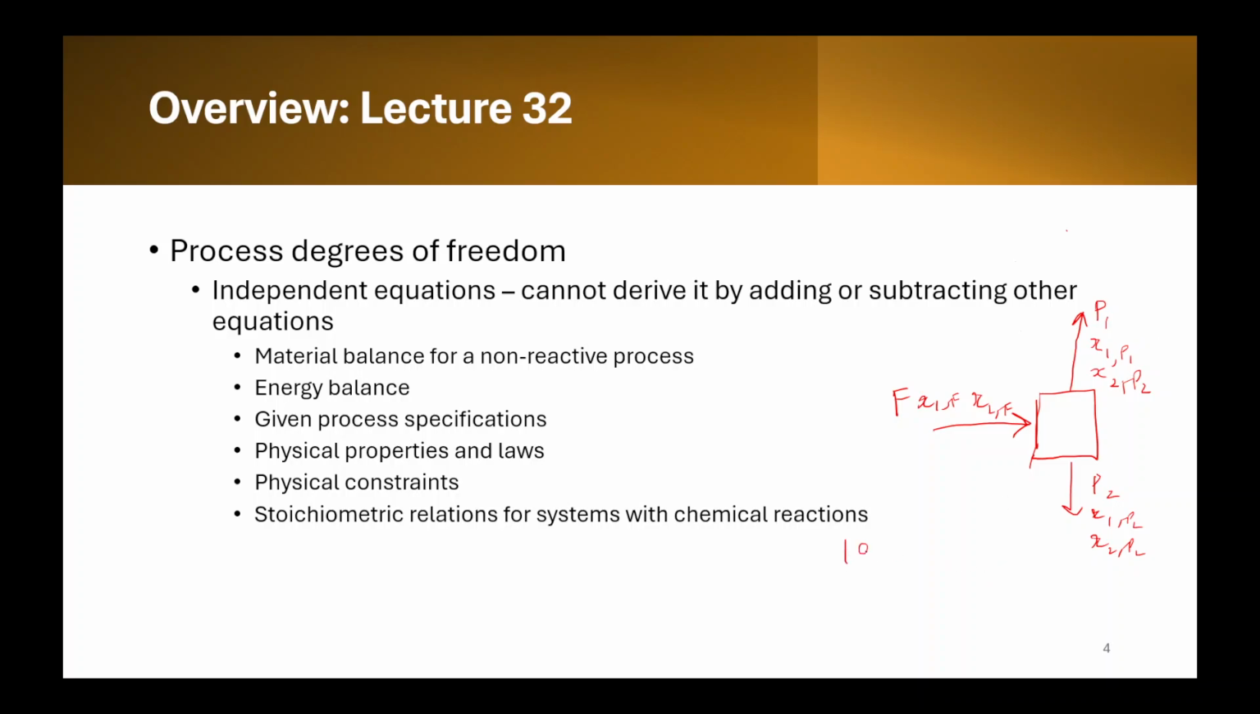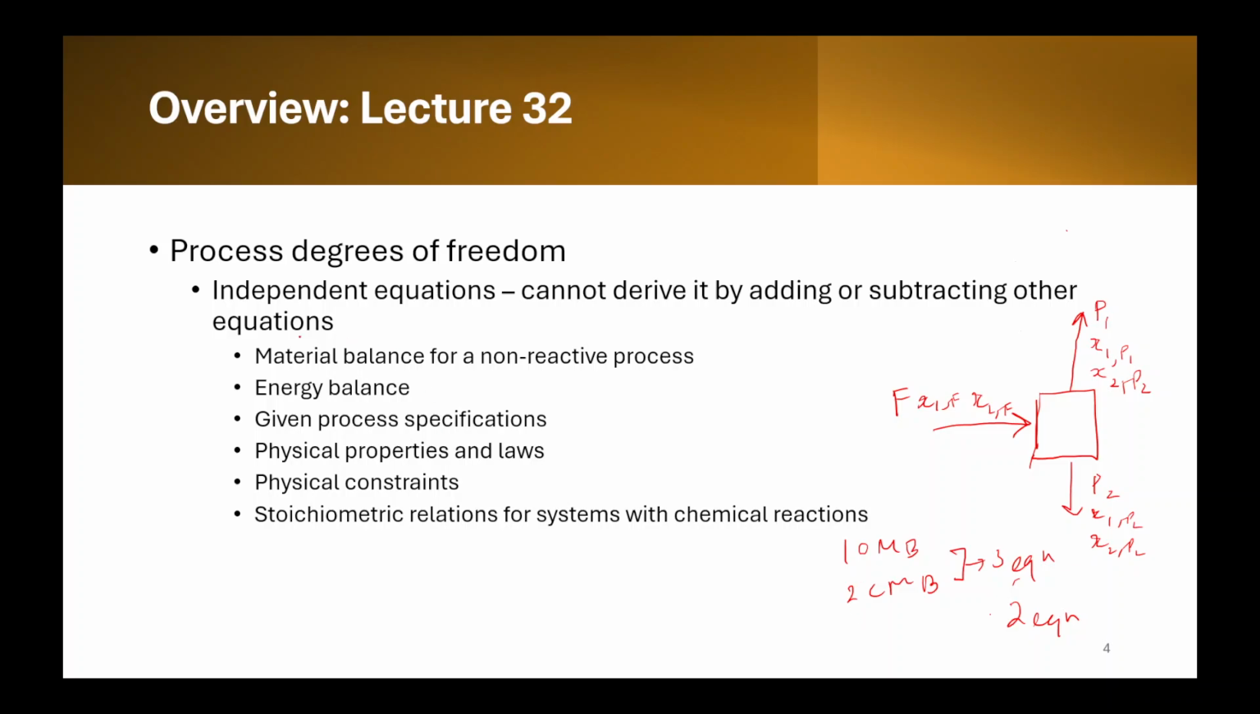One overall material balance and two component material balances. But if you want to consider independent equations, in total there are three equations, but if you add these two component material balances, you will get this overall material balance. So basically, you have a system of three equations, but one of them is dependent on the other two. So out of these three equations you will only consider two.